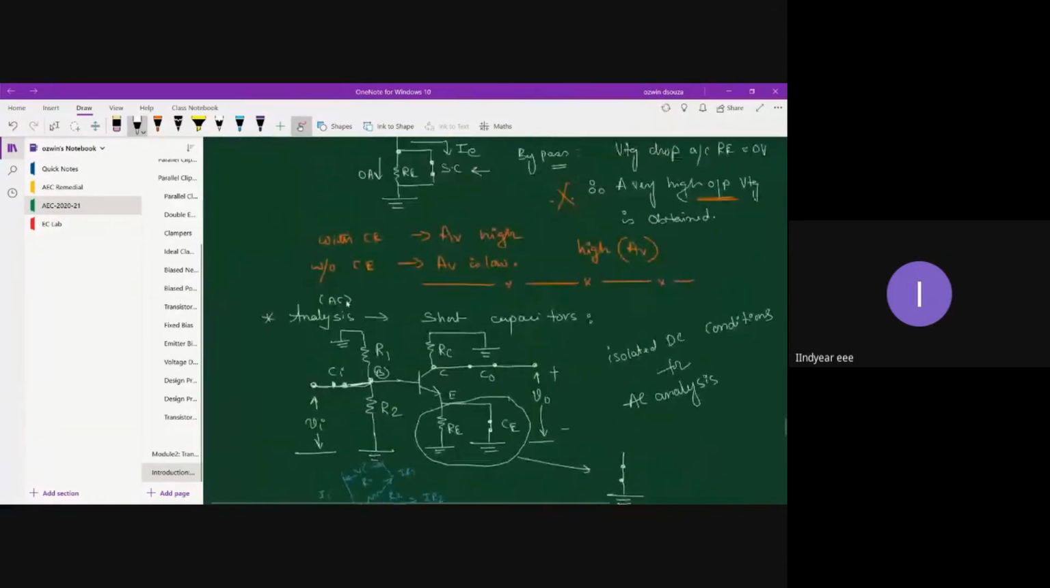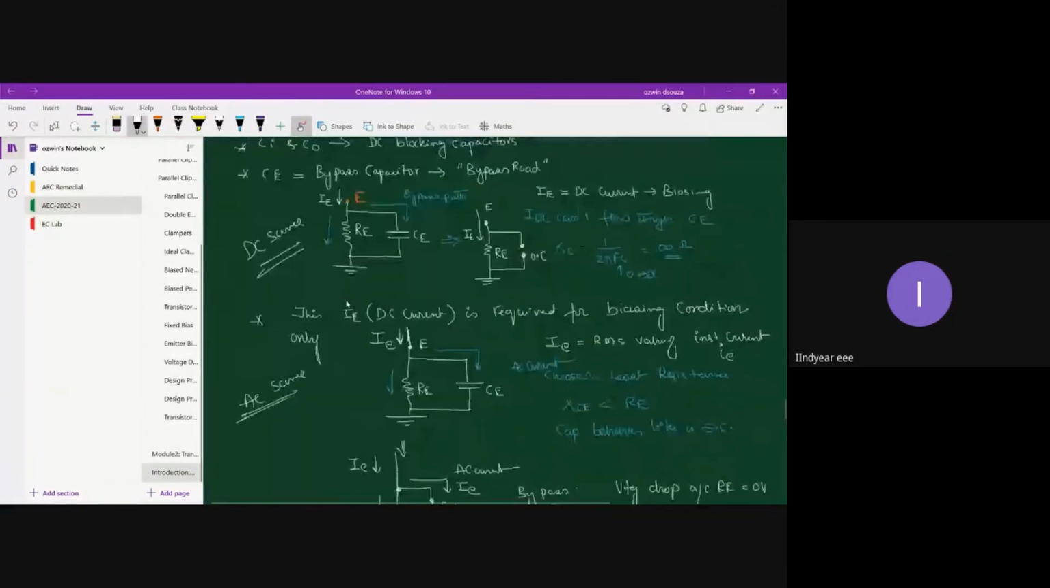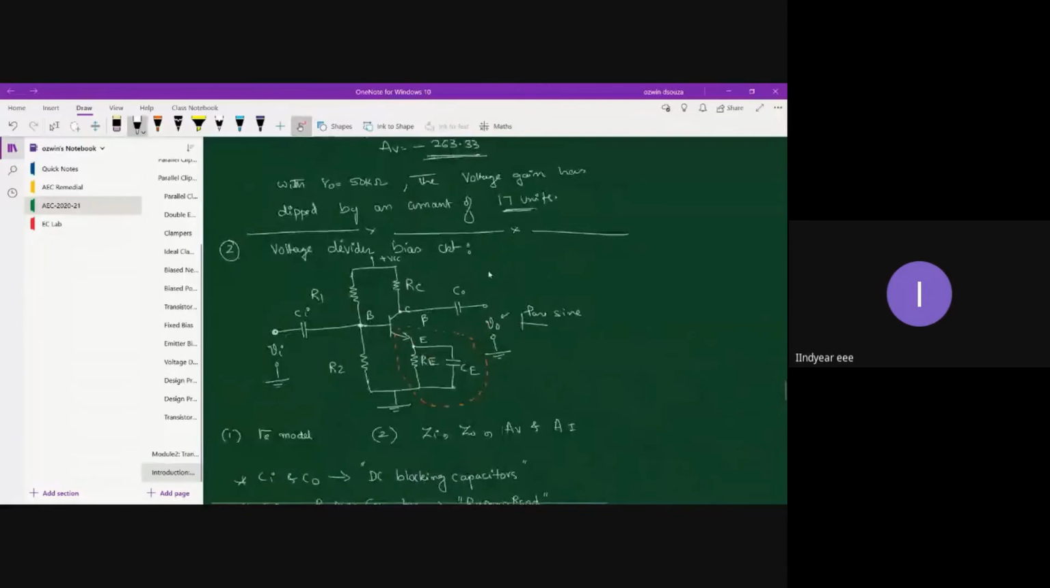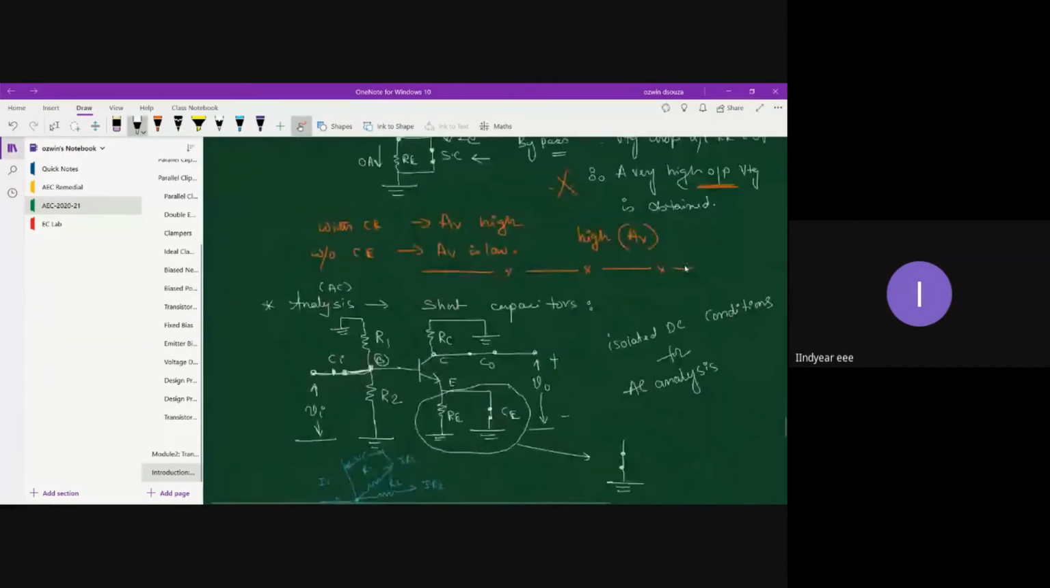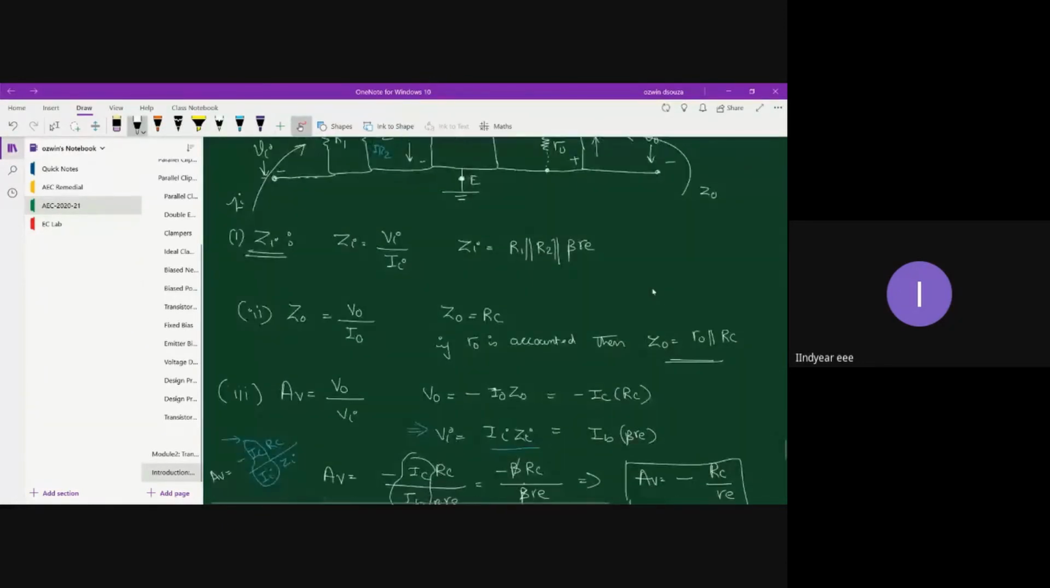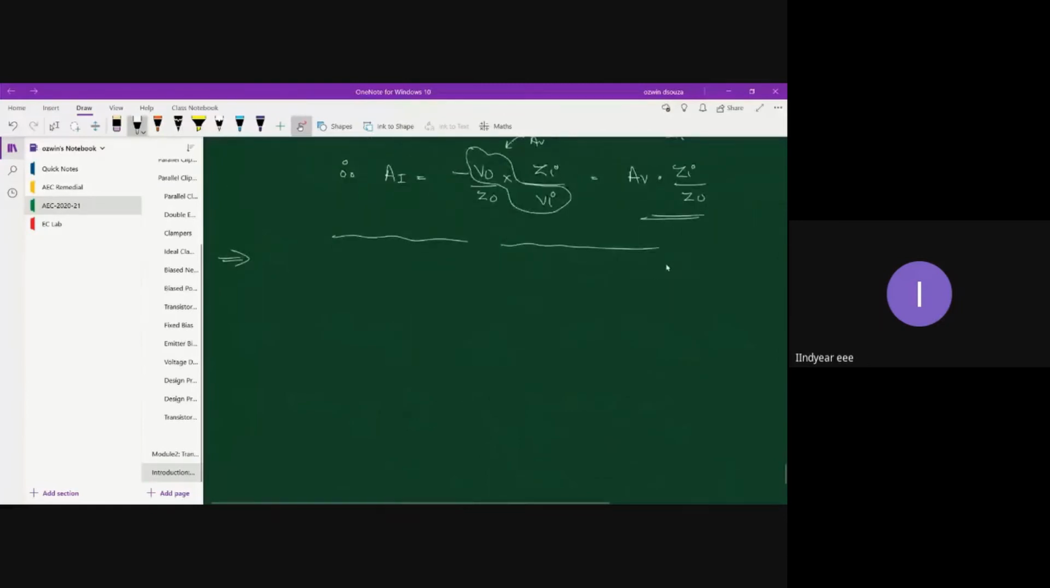Voltage divider bias, let me just write, with bypass capacitor. Remember one thing, I have already told you, the bypass capacitor will help you in achieving very high voltage gain. Let us see what happens if you don't go for a bypass capacitor. Well, let us write in short.